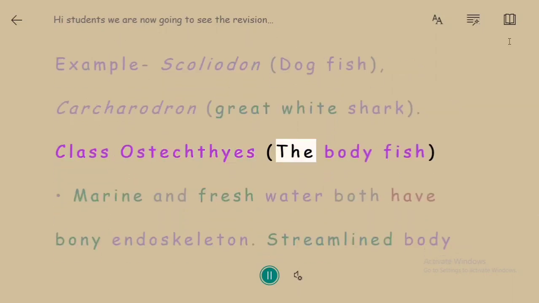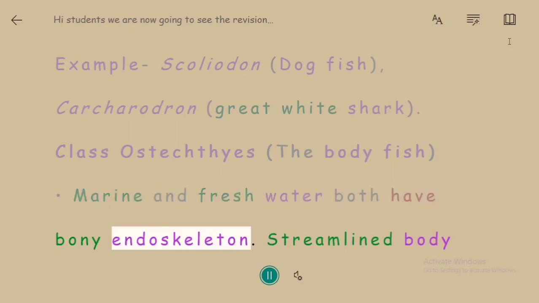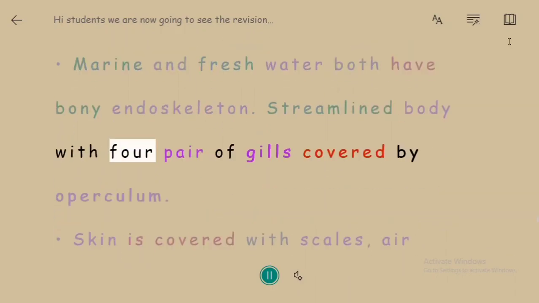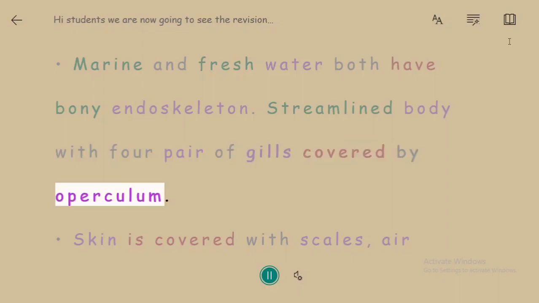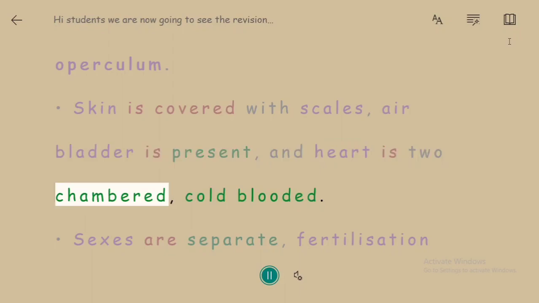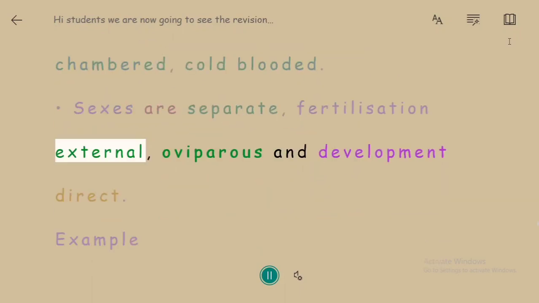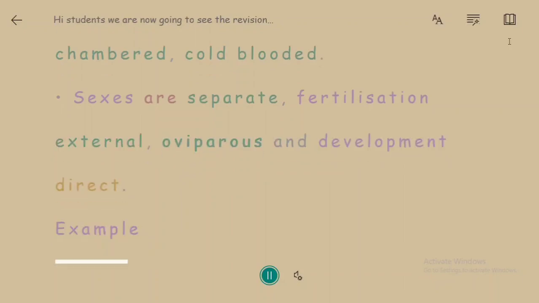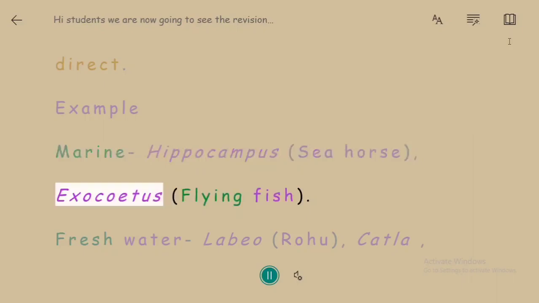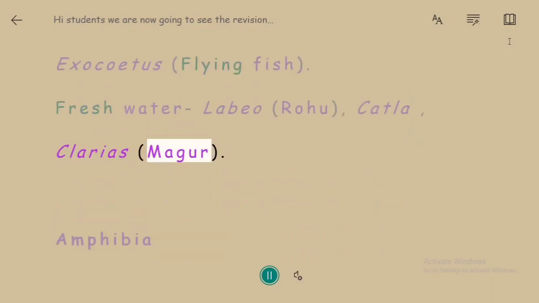Class Osteichthyes, the bony fish. Marine and freshwater, both have a bony endoskeleton. Streamlined body with 4 pairs of gills covered by operculum. Skin is covered with scales, air bladder is present, and heart is two-chambered, cold-blooded. Sexes are separate, fertilization external, oviparous, and development direct. Example: marine, Hippocampus, seahorse, Exocoetus, flying fish. Freshwater: Labeo, rohu, catla, Clarias, magur.